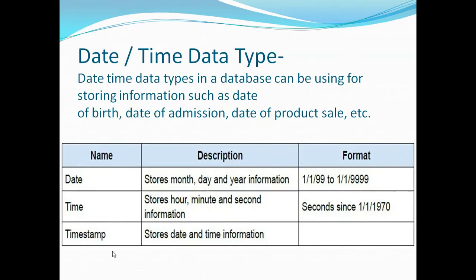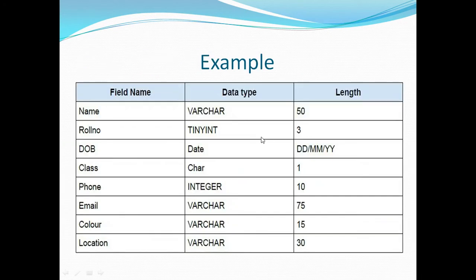Next is the date time data type. Whenever you have to write date and time in a specified format, there are different types of format. So you have to give date and time, you use the date and time data type. They are basically used for date of birth, date of admission, date of product sale.